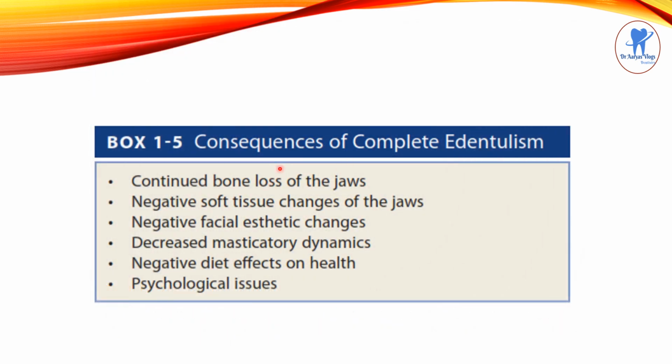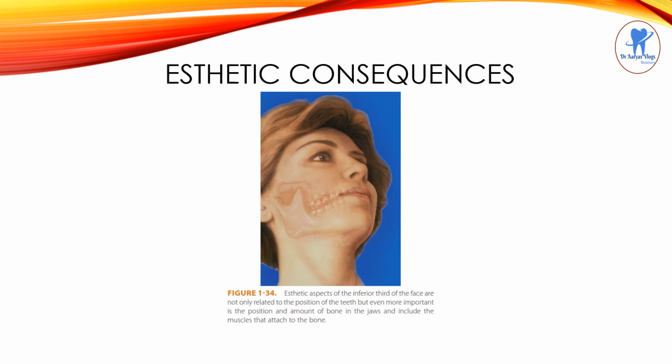And what are the consequences of complete edentulism? Actually, there are many negative consequences for completely edentulous patients. They include continued bone loss of the jaws, soft tissue changes of the jaws, negative facial aesthetic changes, decreased masticatory performance, diet-related health issues, and psychological aspects of total tooth loss. So these are the various consequences of complete edentulism, and these are the various aesthetic consequences.